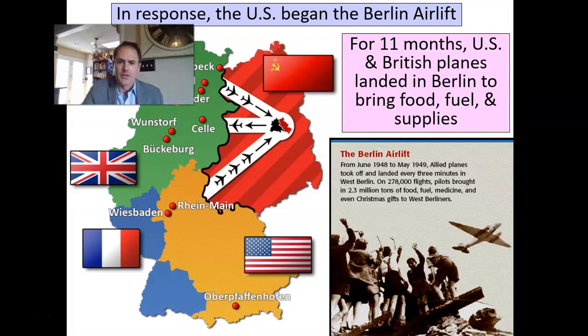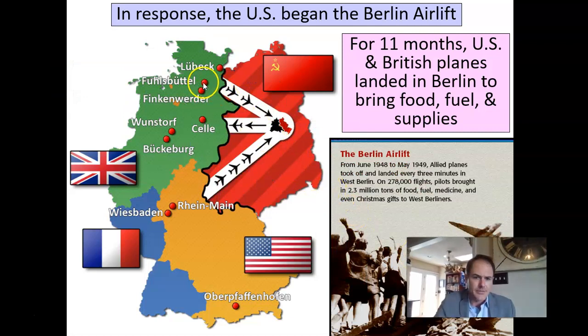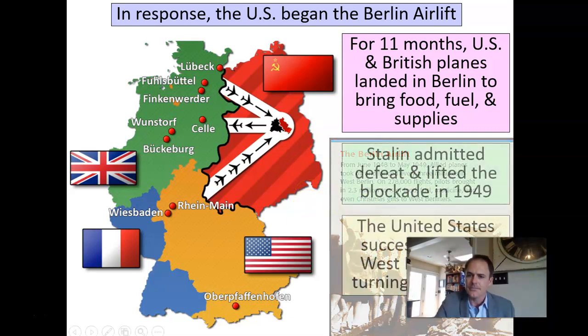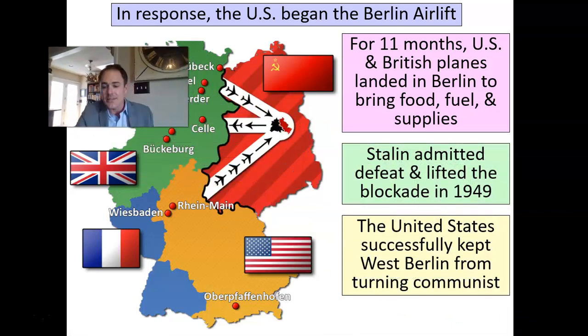In response, the U.S. began what became known as the Berlin Airlift. For 11 months, planes from the British and the American sectors, right? They fly in and land food, fuel, supplies. 278,000 flights, 2.3 million tons of food, even Christmas gifts to the West Berliners, and it works. Stalin admits defeat and lifts the blockade in 1949, and West Berlin remained democratic and capitalistic for the rest of the Cold War, even though it was located deep in communist East Germany.